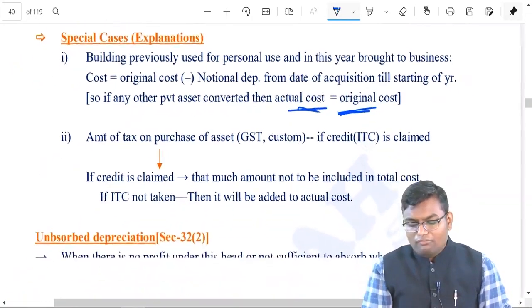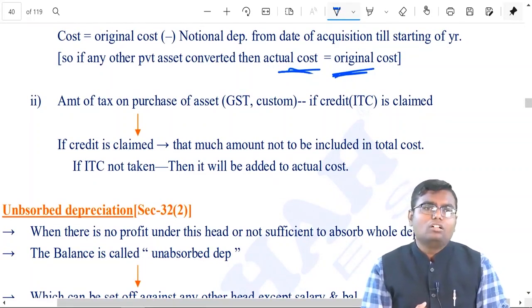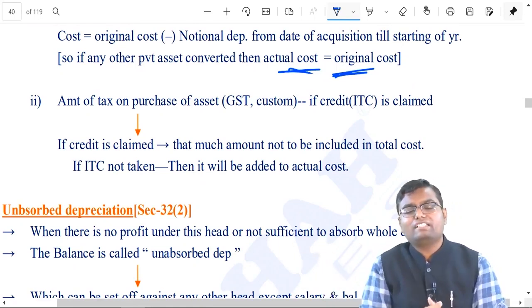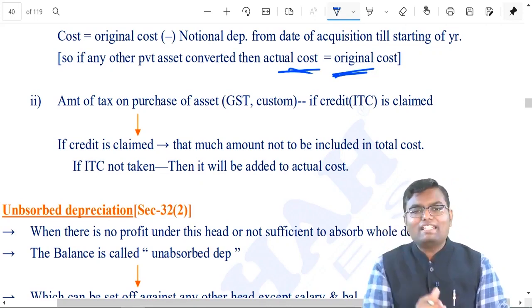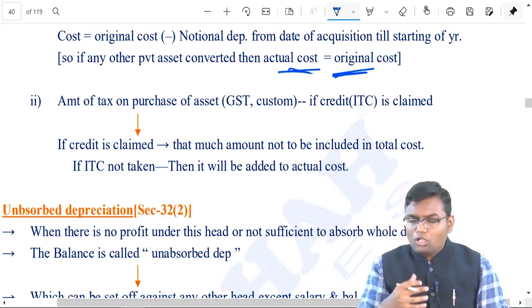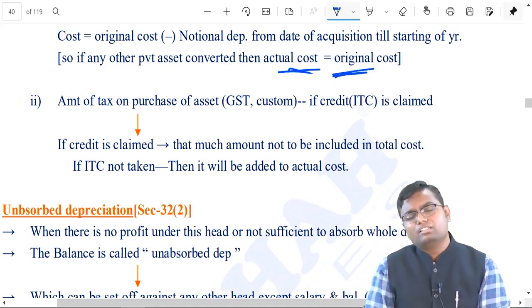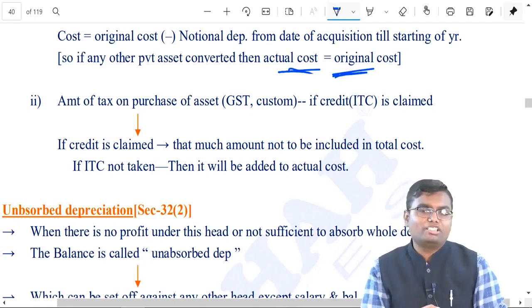Second point, whenever you are purchasing any asset on which GST is applicable, and if under GST Act you are going to claim the credit of that GST as an input tax credit, you will not get depreciation on that GST element. But if you are not going to claim the credit of that GST because it is covered under block credit concept, then that becomes your cost. On that GST also you will be claiming depreciation.